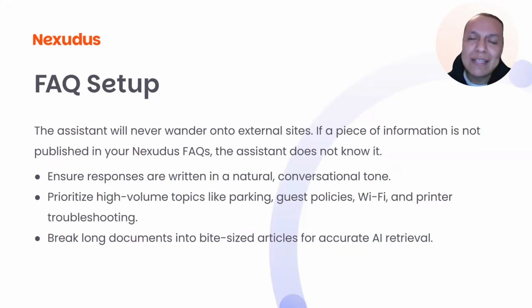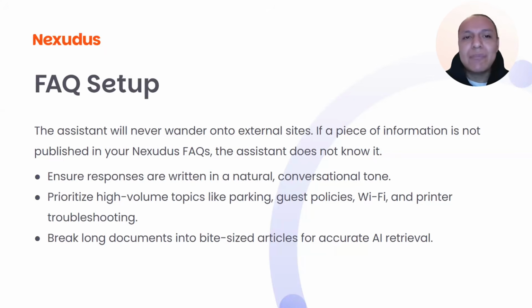It's 2026, and gone are the days of trying to use exact keywords. The AI searches by meaning, and writing the same way that your front desk team would answer a question actually does work the best. Second, focus on the greatest hits. Write articles covering questions your team hears 50 times a day. Where do I park? What's the guest policy? Why is the printer not working?